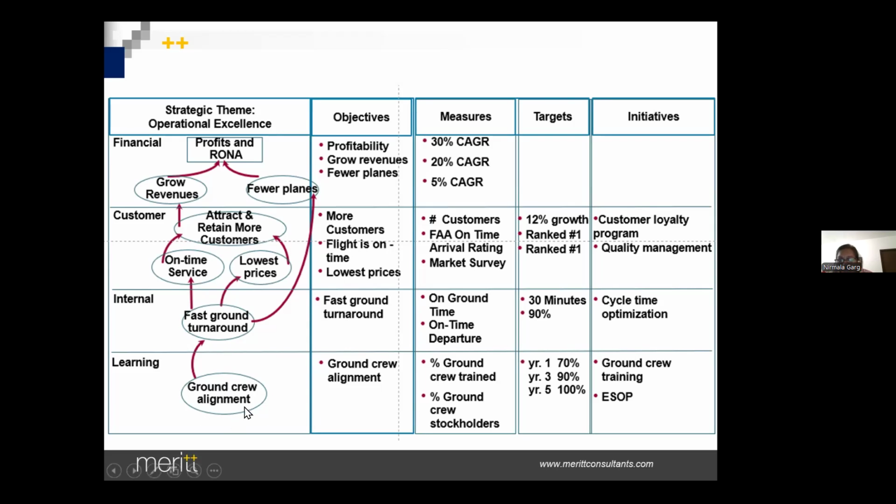So, if you can see, there is a great alignment of the ground crew. Does it happen automatically? The amount of teamwork training, etc., given to these people makes them do this fast ground turnaround, internal processes, right? And because of this, they are able to deliver on time and at the lowest price. Because they are able to do it, they are able to attract more customers, which is giving you more revenue, more business.